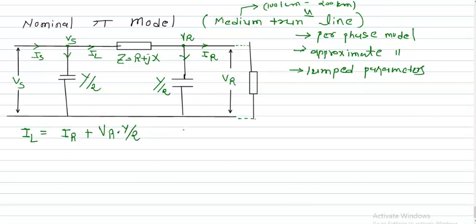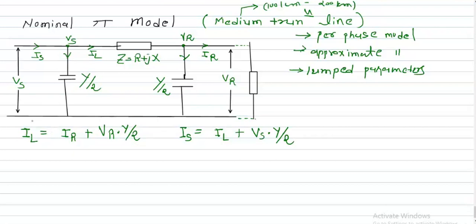Okay, what about the IS current? In a similar way, IS current is divided into two branches. One is the IL current and the second is this capacitive current. So I will write in a similar way: IL plus, in this particular branch, the current is the voltage at this particular point multiplied by this admittance. So I will say it's Vs into Y by 2. Am I right?